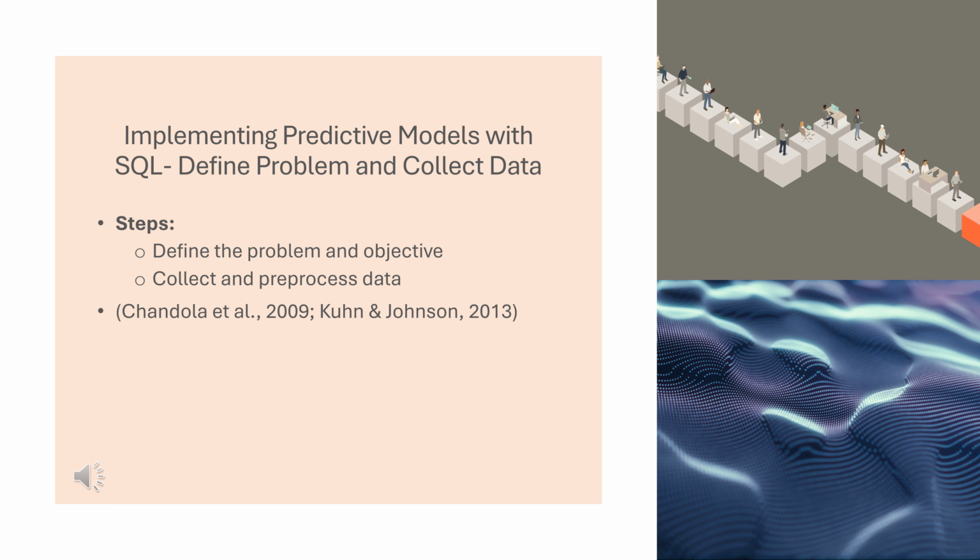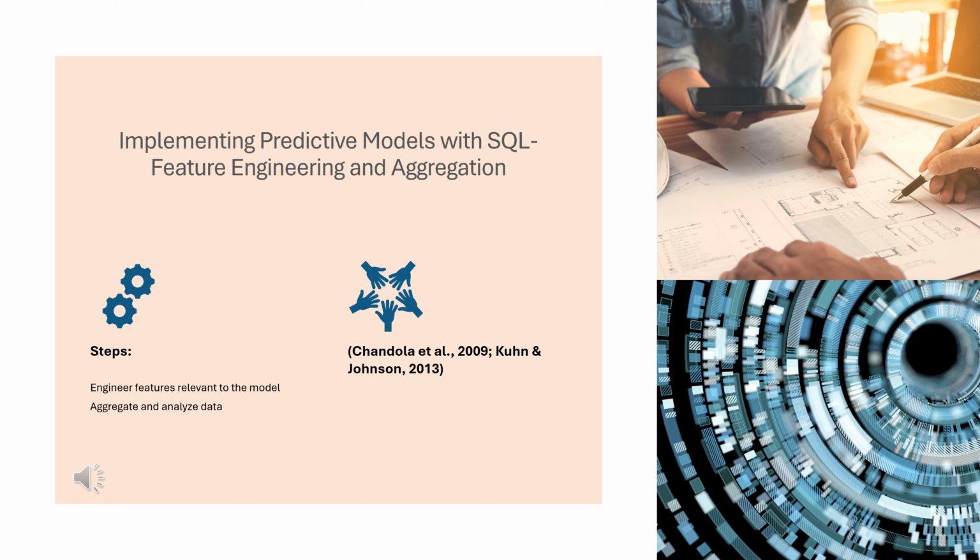Next, we collect and pre-process the data, including cleaning and transforming the data using SQL techniques. This step ensures that the data is accurate, complete, and ready for analysis. Feature engineering follows, where we create new features that can enhance the predictive power of the model. For example, creating interaction terms, polynomial features, or aggregating the data into meaningful summaries.